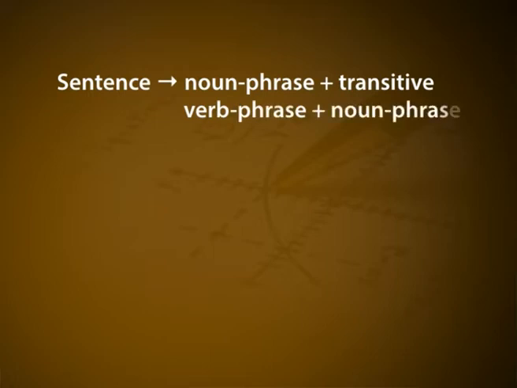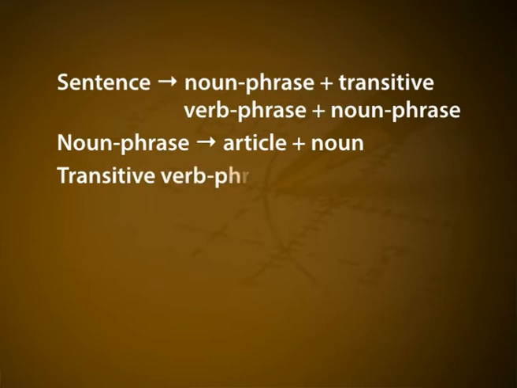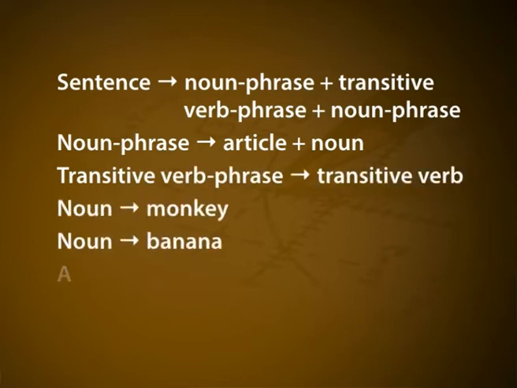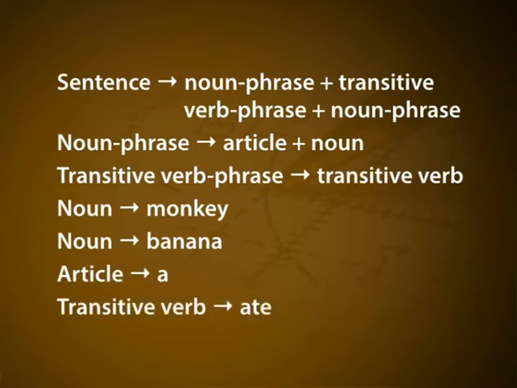There are certain limitations to the phrase structure grammar. It need not be true that all sentences produced by a grammar will be acceptable. For instance, consider the following set of productions. Sentence is noun phrase plus transitive verb phrase plus noun phrase. Noun phrase is article plus noun. Transitive verb is transitive verb phrase. Monkey as noun. Banana as noun. A as article. Ate as transitive verb.